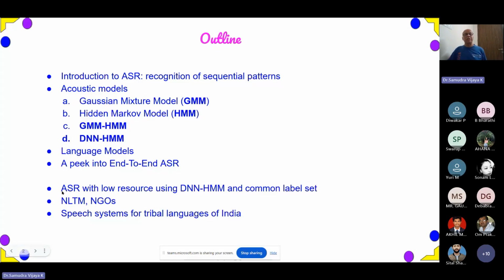Then I will touch upon the work that is done with support from the National Language Technology Mission, Government of India, and various NGOs which have put in efforts to bring speech systems in Indian languages. And at the end, I will just talk about some idea about the speech systems that are being implemented for really low resource languages, the tribal languages of India.